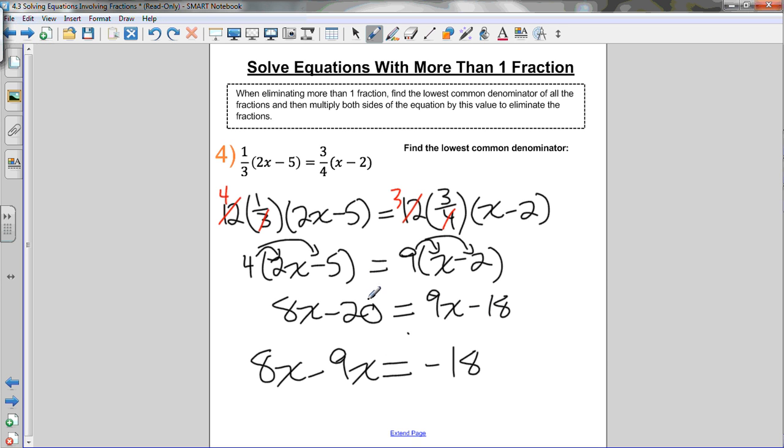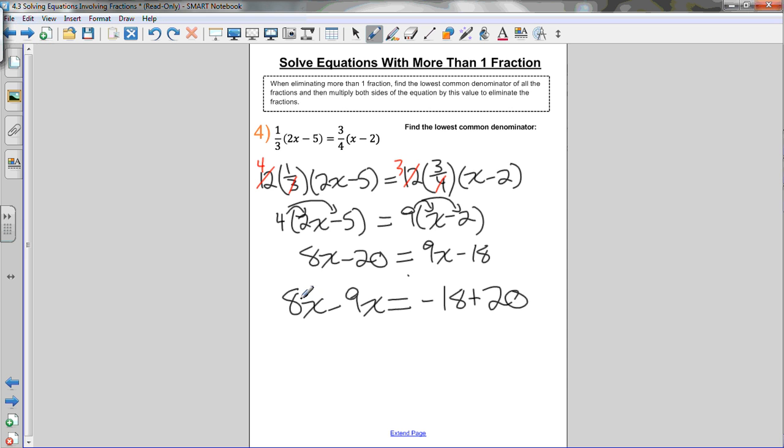I need to bring this negative 20 to the other side. So on this side, I'm subtracting 20, to bring it to the right I must add 20. And what I have, collect my like terms, 8x minus 9x gives me negative 1x. And negative 18 plus 20 is 2.